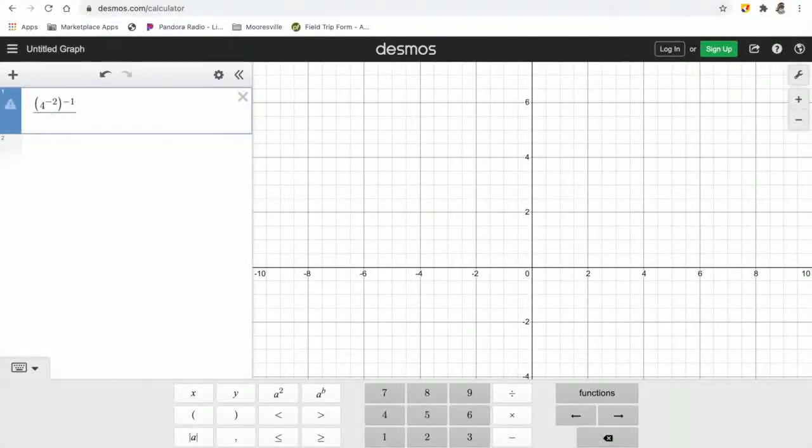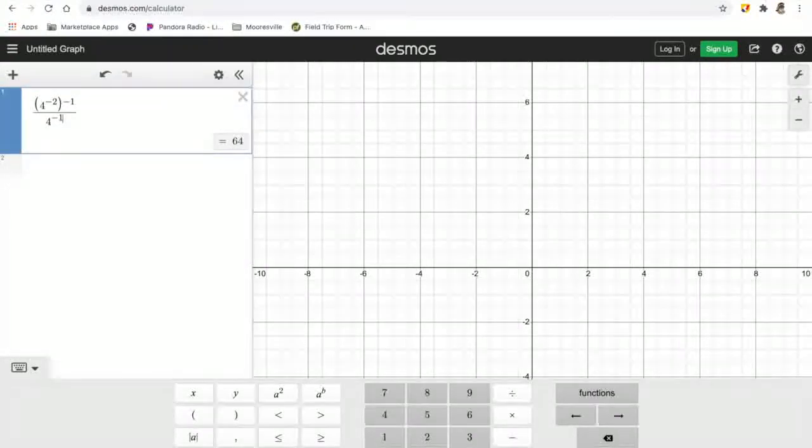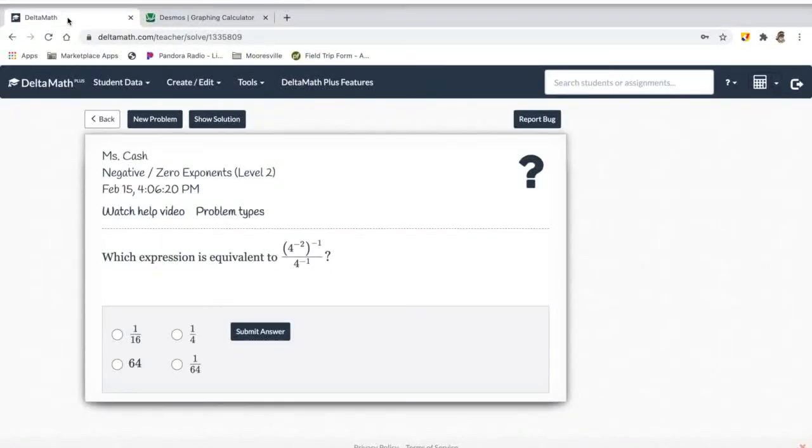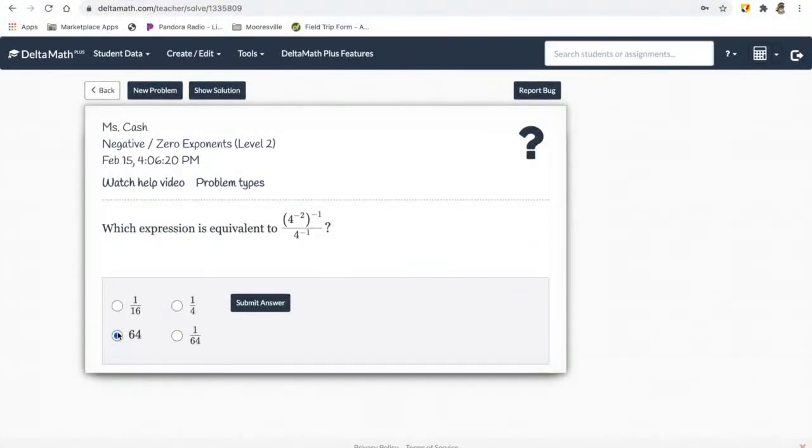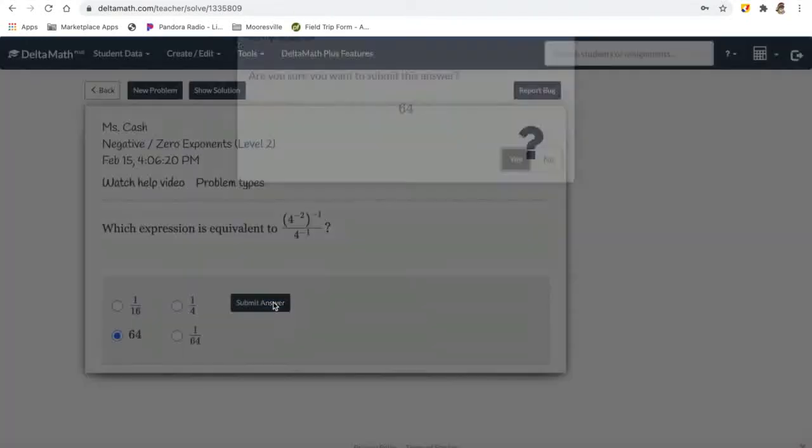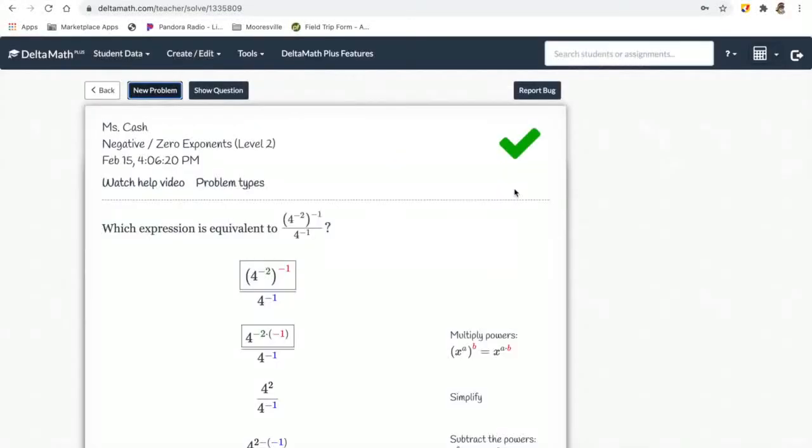That's over 4 raised to the negative 1 power. You see there, that gives me a 64. So if I go back into DeltaMath, 64 is this one. It matches. I hit submit. Yes. And it works.